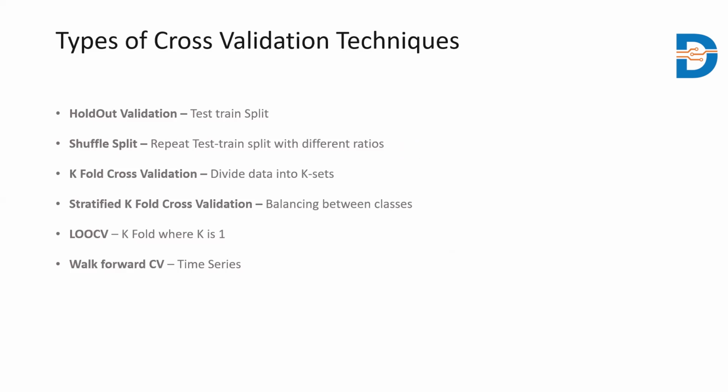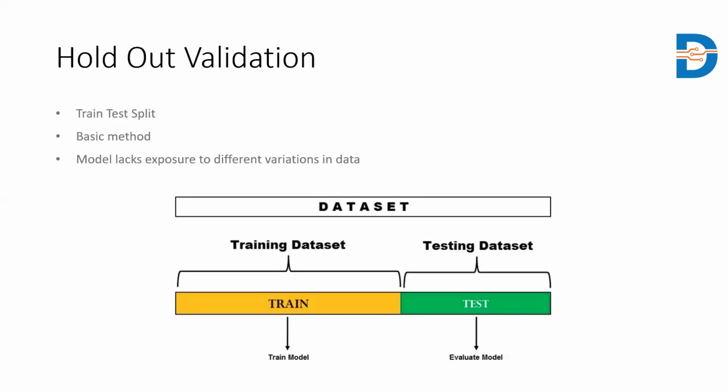Types of cross-validation. So there are many techniques of cross-validation, starting from the basic test train split, which is called holdout validation. And then we have shuffle split, k-fold cross-validation, stratified k-fold cross-validation, LOOCV, leave one out cross-validation, and walk forward cross-validation, which we apply for time series. Now, let us learn about each technique in a little detail.